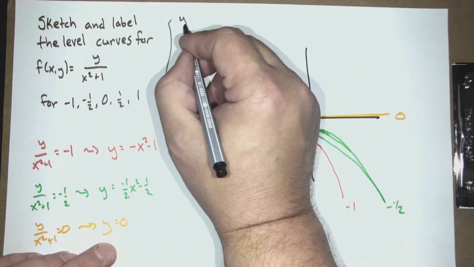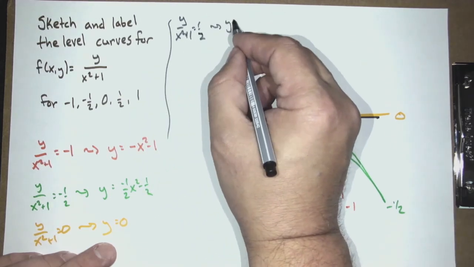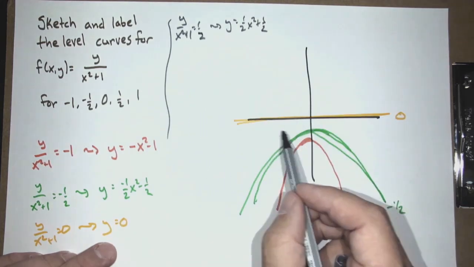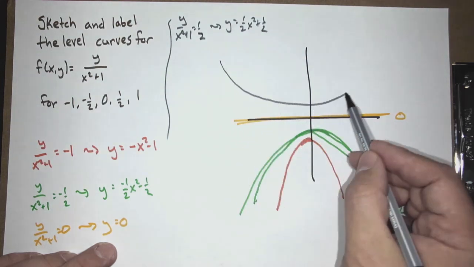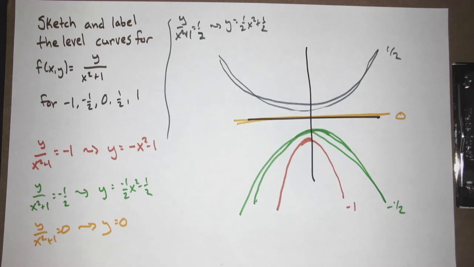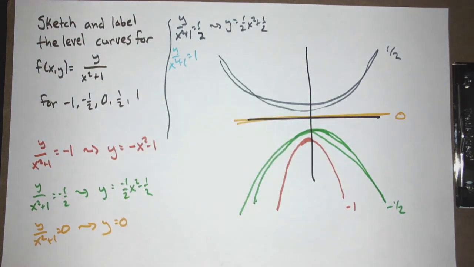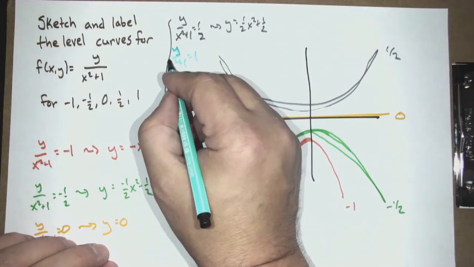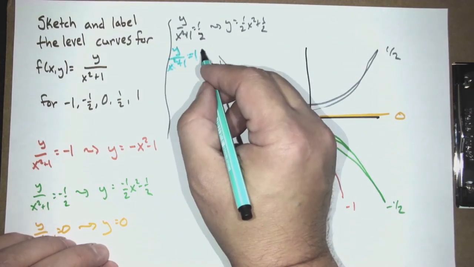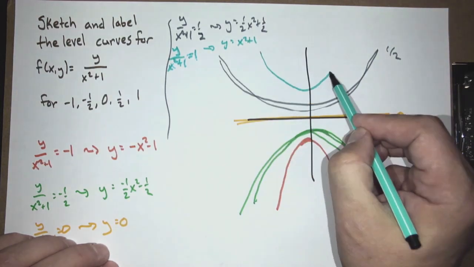So y over x squared plus 1 equals 1/2. That is going to become y equals 1/2 x squared plus 1/2, which is a parabola opening upward. This is 1/2. And one last one. y over x squared plus 1 equals 1. That says y equals x squared plus 1. Ah, that sounds like a parabola we could really get behind. That's 1.